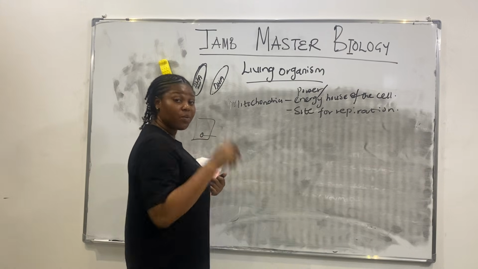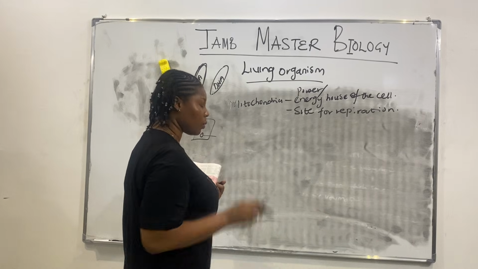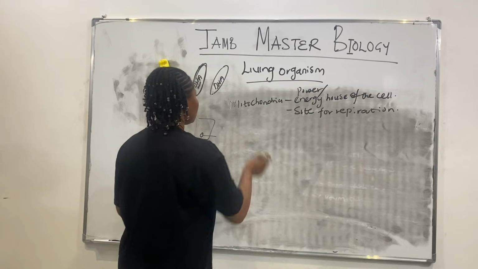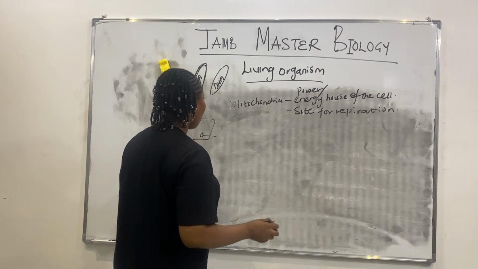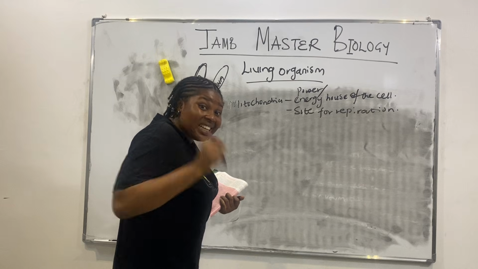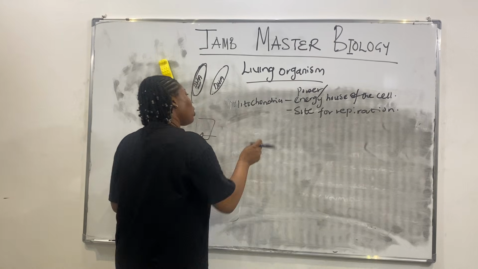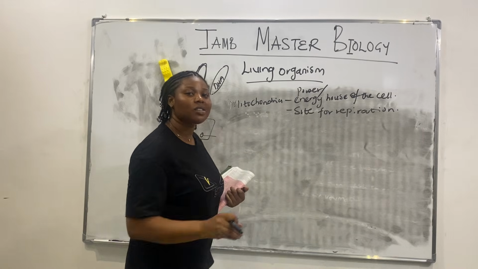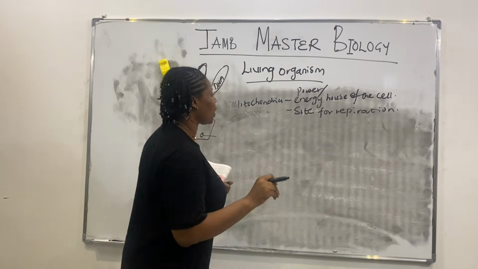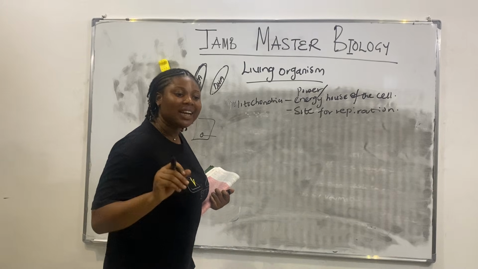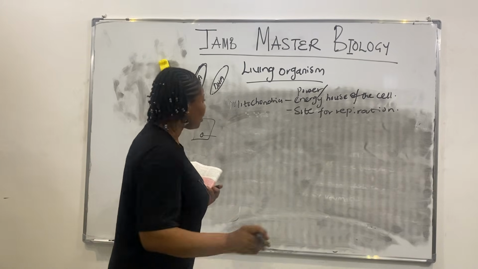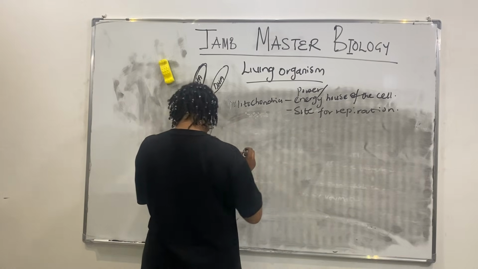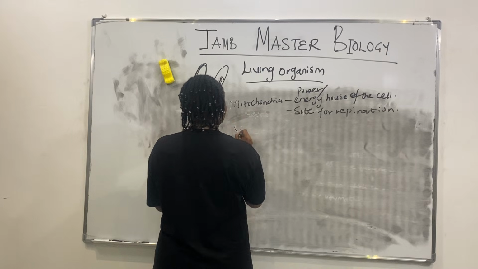It means that the breakdown of food substances in the presence of oxygen or absence of it occurs here. This is the mitochondria, where respiration occurs in the cell. In the cell, respiration occurs in the what? Mitochondria. You can see a question in JAMB: in what organelle of the cell does respiration occur? Mitochondria. The next one is the vacuole, for food.